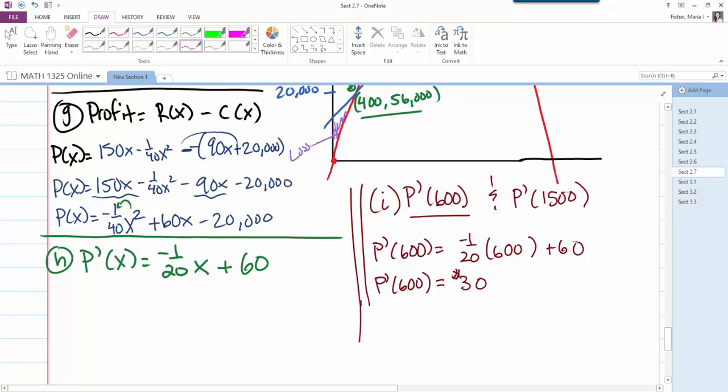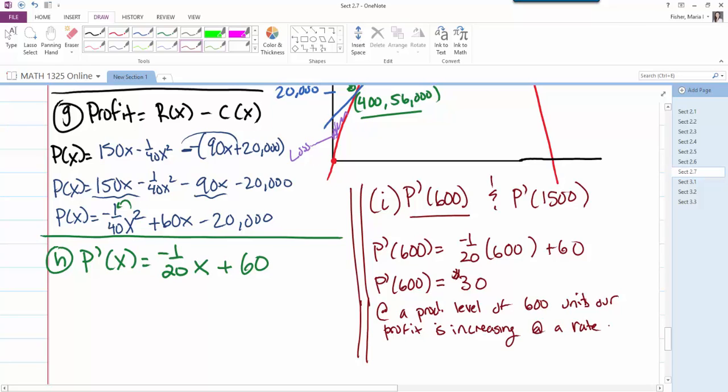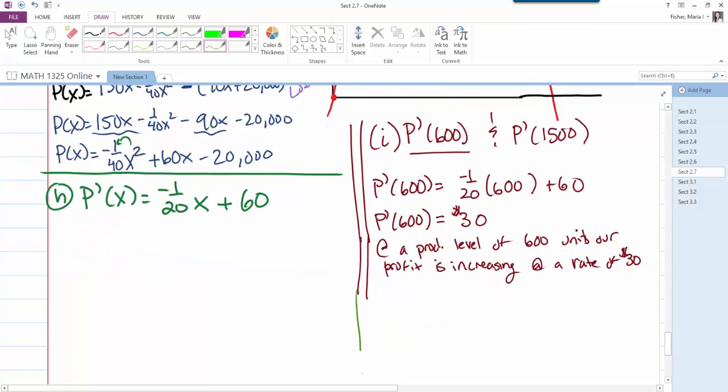So what does that mean? It means that at a production level of 600 units, our profit is increasing at a rate of $30.